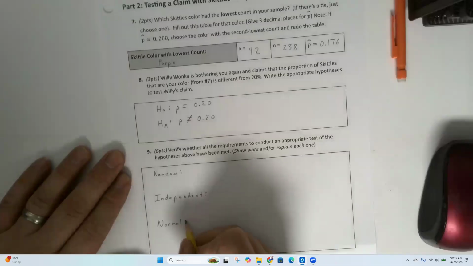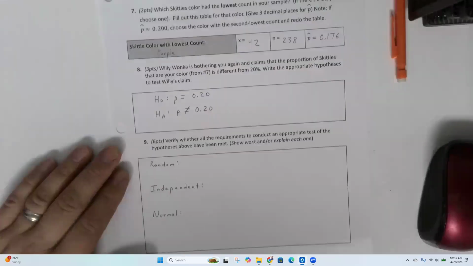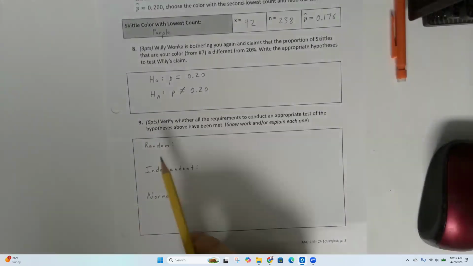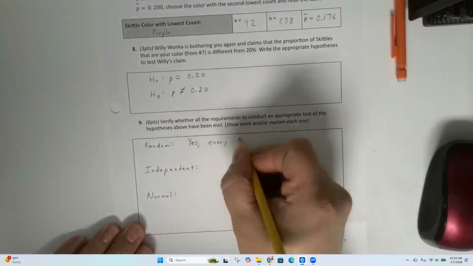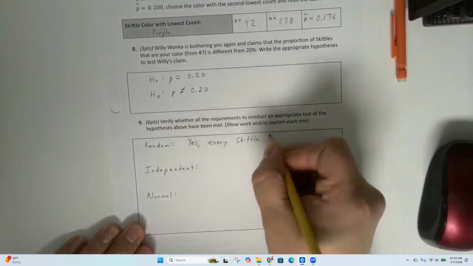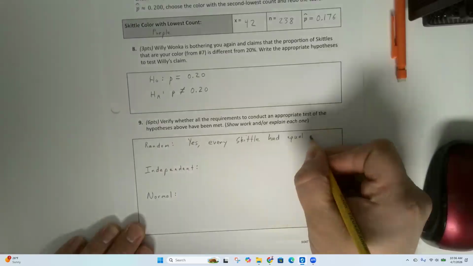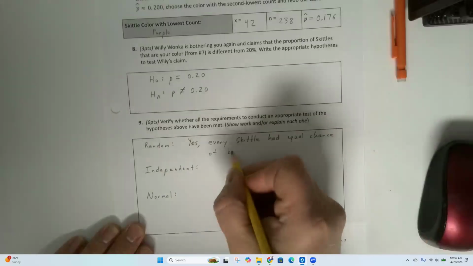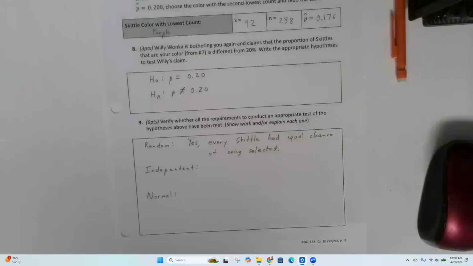because the central limit theorem from chapter 8 says that, as long as you meet these three conditions, then the sampling distribution of proportions is normal. Okay. All right. So random, same thing, right? Yes. Every Skittle had equal chance of being in your sample, right? Nobody went out and picked and chose their candies. They just chose a random bag, okay?